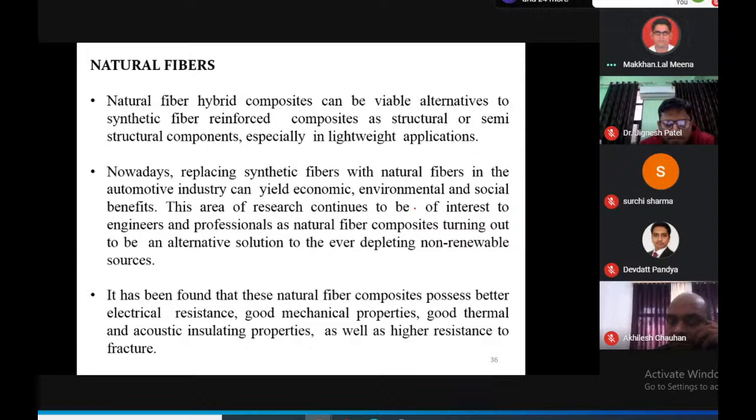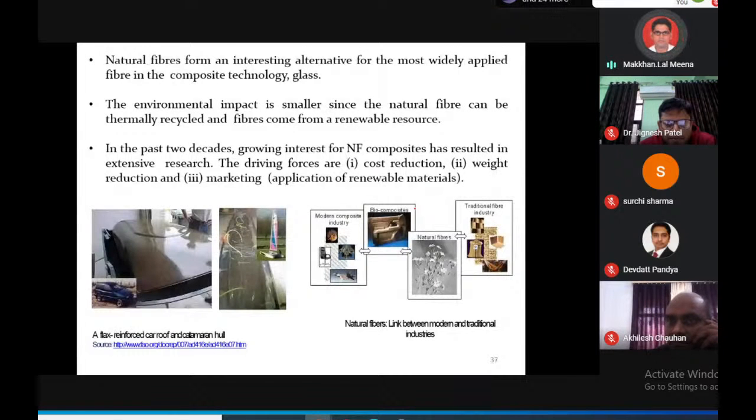So we use natural fiber also. Natural fibers form an interesting alternative to the most widely applied fibers in composite technology. The environmental impact is smaller since natural fibers can be thermally recycled and come from renewable resources. In the past decades, growing interest in natural fiber composites has resulted in extensive research. The driving forces are cost reduction, weight reduction, marketing, and other applications of renewable materials.